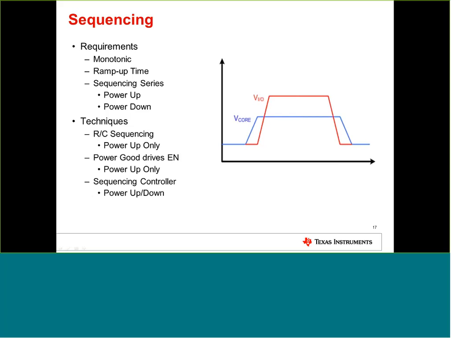And for the techniques, one easy option is that you can always use an RC filter, for example, on the enable pin to provide some sequencing. But it's better to use, of course, if the device has one, a power good output. This is always quite easy to use, but again, it is only possible for the power up. And in the end, what has the most features, I would say, is to use a special sequence controller. And this one you can use for power up as well as for power down.